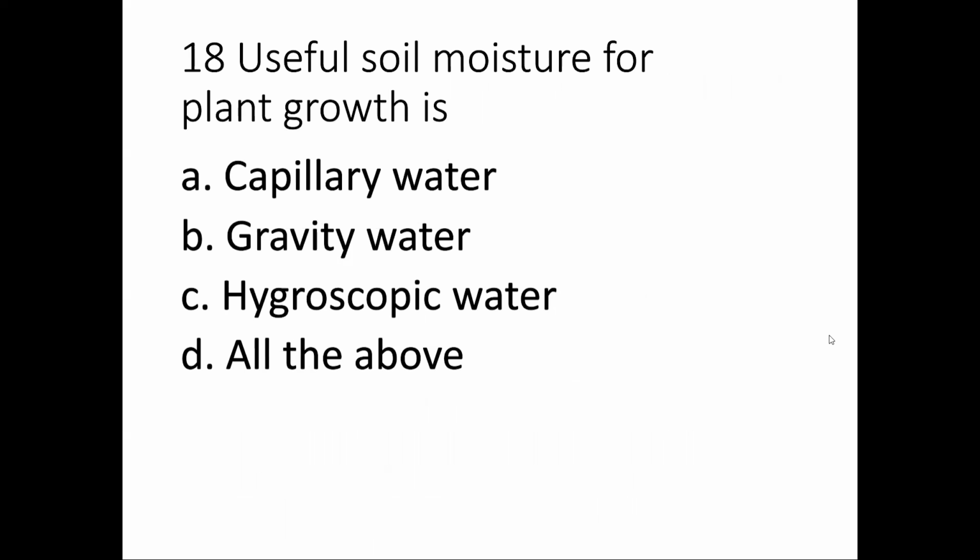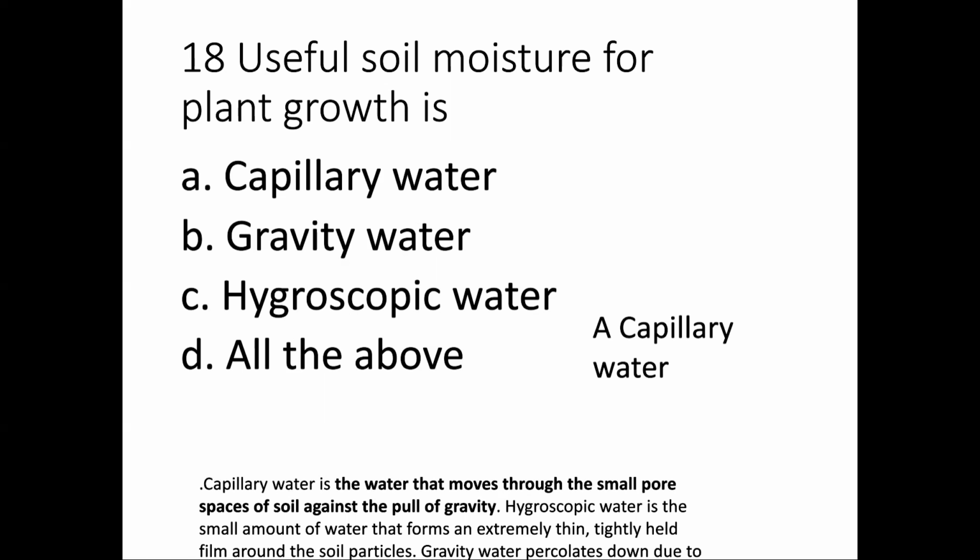Next question. Useful soil moisture for plant growth. Options A capillary water, B gravity water, C hygroscopic water, D all the above. Answer A capillary water. Capillary water is the water that moves through small pore spaces of soil against the pull of gravity, while hygroscopic water is the small amount of water that forms an extremely thin, tightly held film around soil particles.